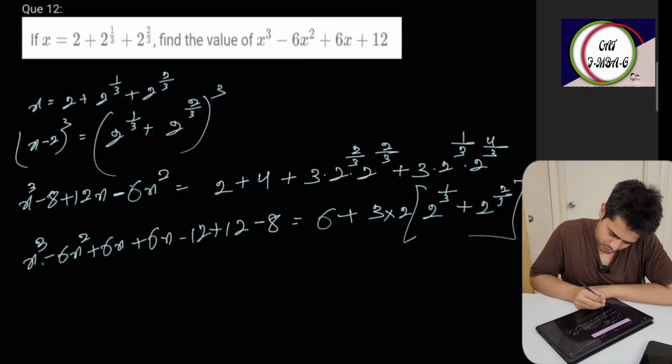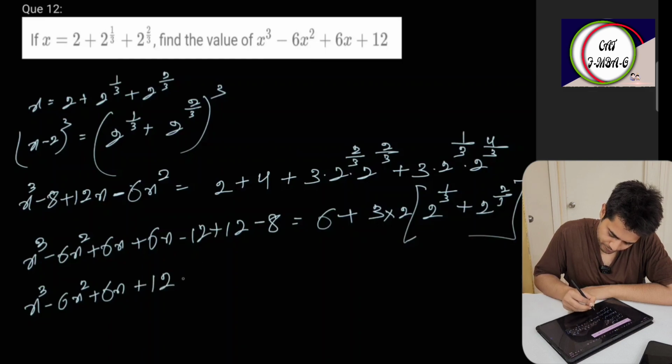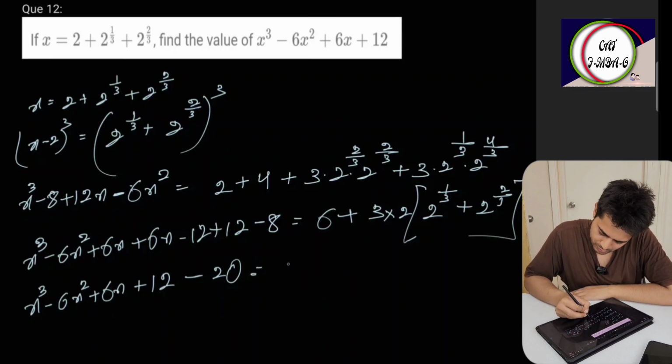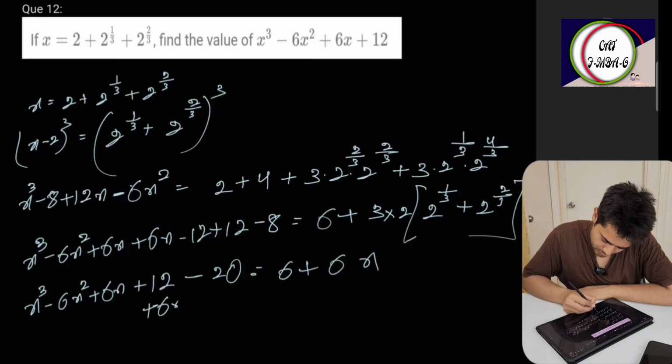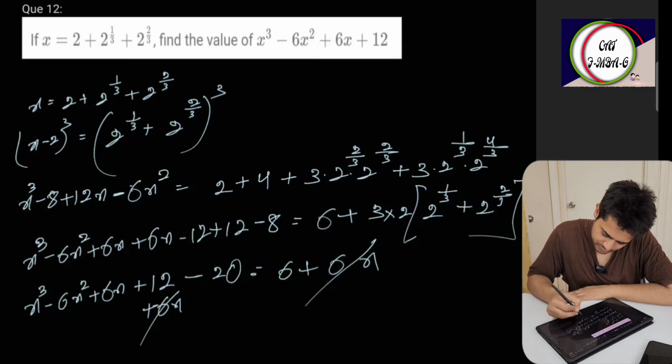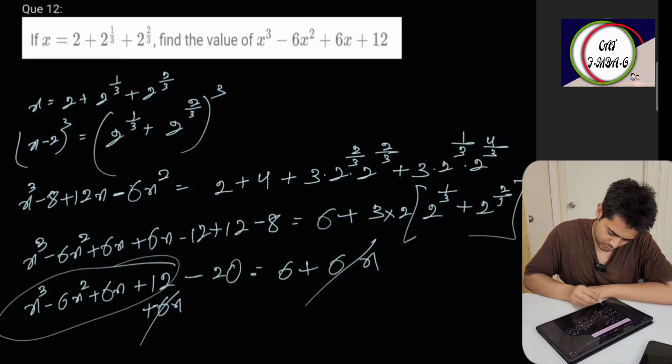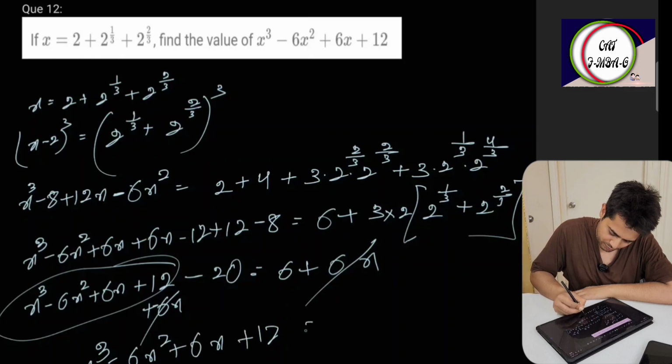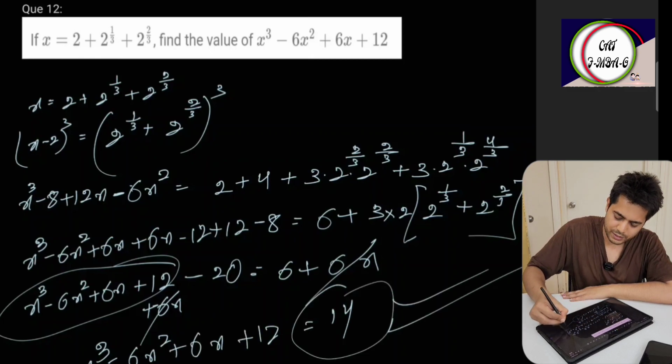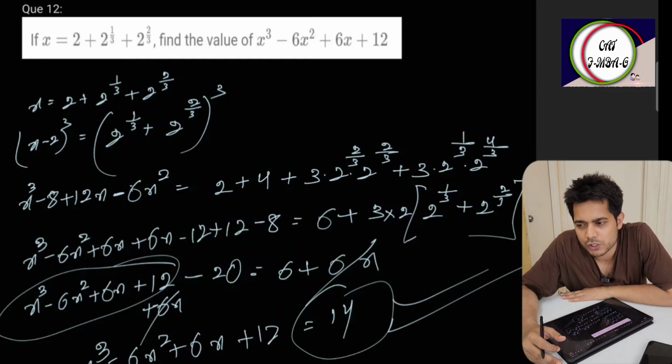So this is x cube minus 6x square plus 12x minus 8 is equal to 6 plus 6x, and here plus 6x is also extra, so 6x and 6x get cancelled. So this part, x cube minus 6x square plus 6x plus 12, is equal to 14. 14 is the right answer. This is how you play with the quadratic equations.